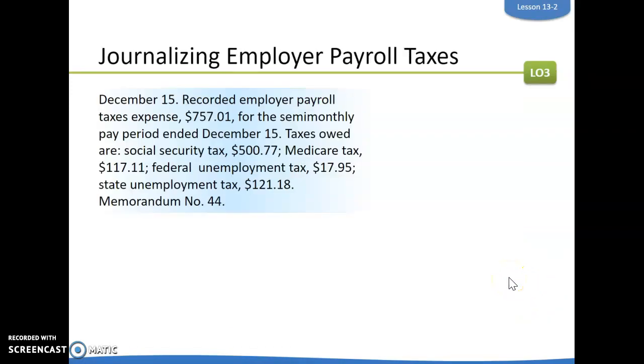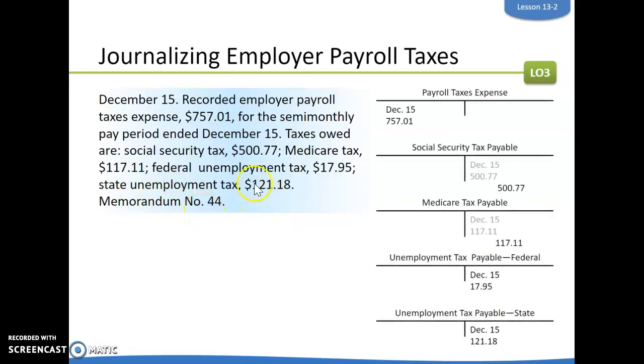Okay, and then we need to go into journalizing these employer payroll taxes. So on December 15th, you recorded employer payroll tax expenses of $757.01 for the semi-monthly pay period ending December 15th. Taxes owed are Social Security tax, which was $500.77, Medicare tax, $117.11, and then we have our FUTA is $17.95, and our SUTA, which is $121.18, and it's memo number 44. So we're putting this aside for the government.